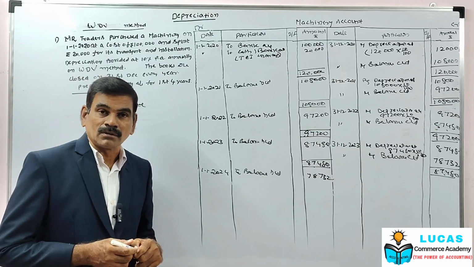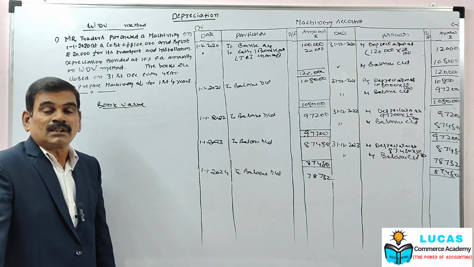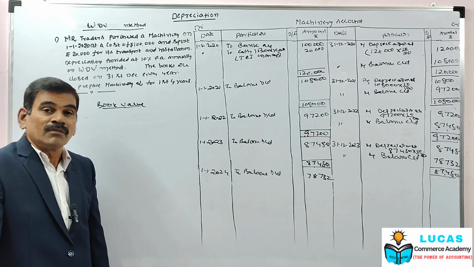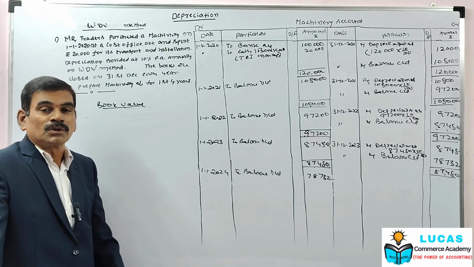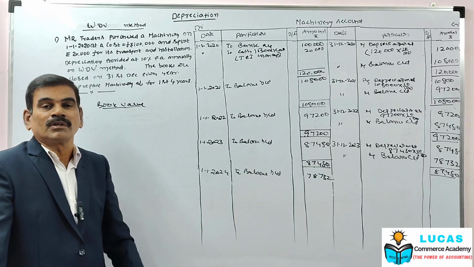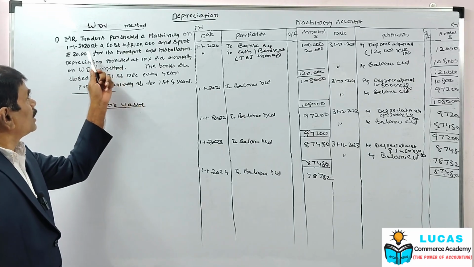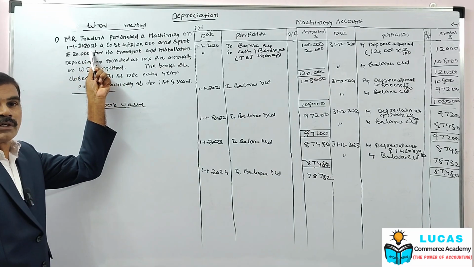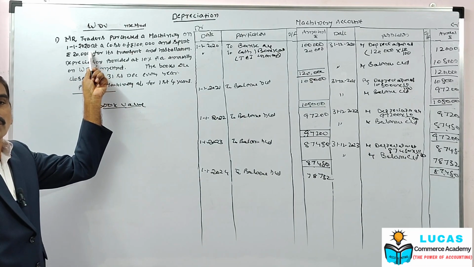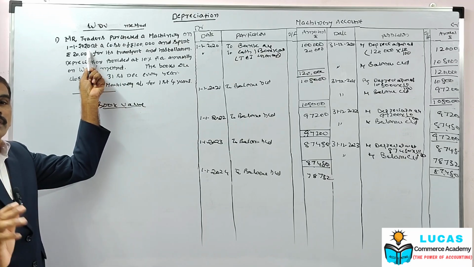Diminishing balance method. So next, suppose the asset is purchased in the middle of the year, what should be done? The procedure is the same as in the case of the fixed installment method. If the asset is purchased on 1/7/2020, we have to provide depreciation for only 6 months for the first year, second year full year, third year full year, fourth year also full year.